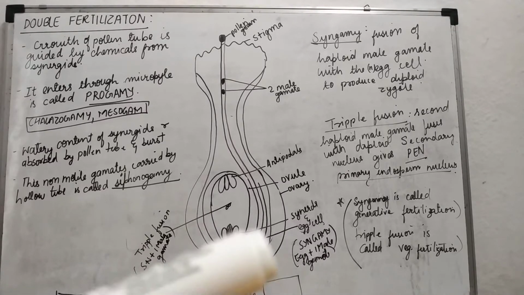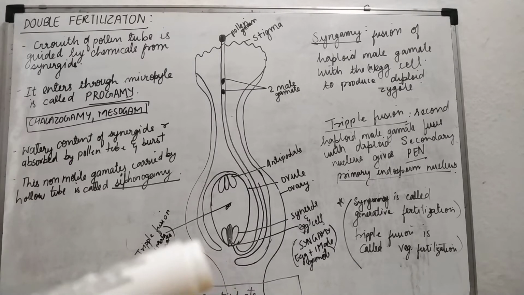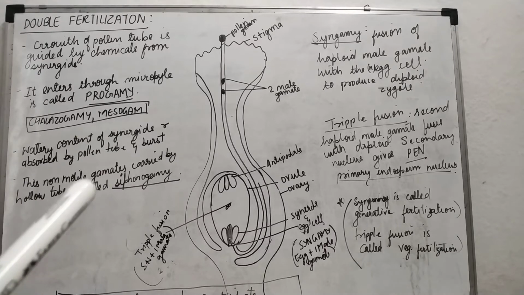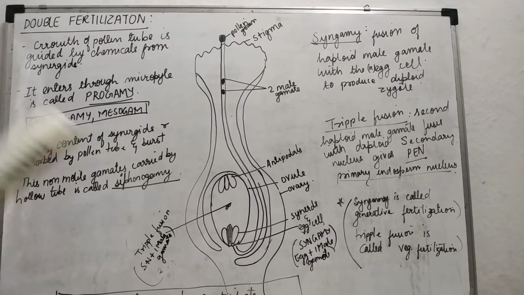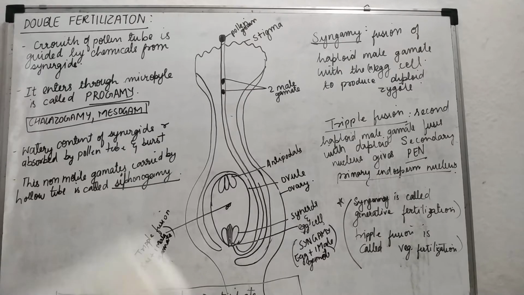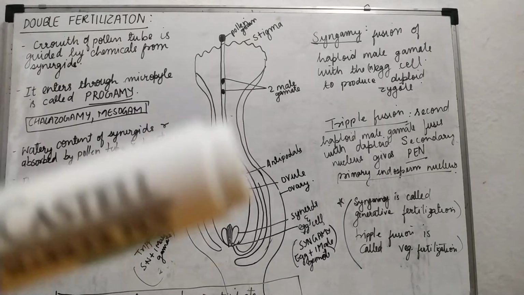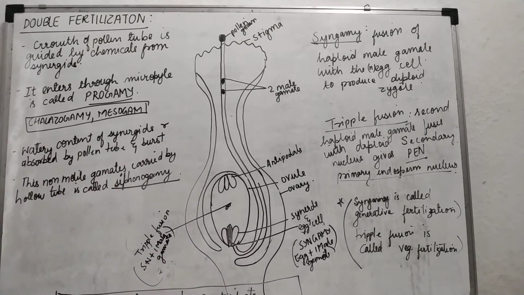You can see here, synergids have watery content and it is absorbed by the pollen tube. Once the pollen tube absorbs the watery content of the synergid, it bursts to release its content. What is the content? The two male gametes of the male gametophyte. Now it bursts its content into the egg cell.